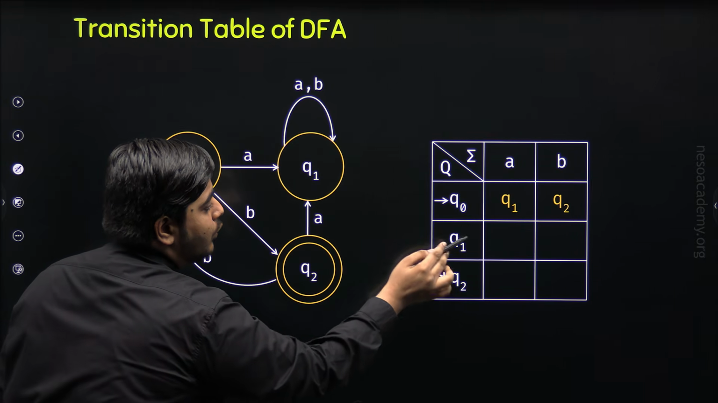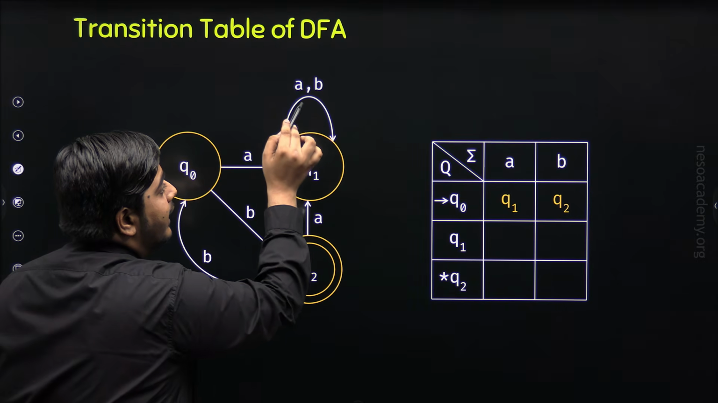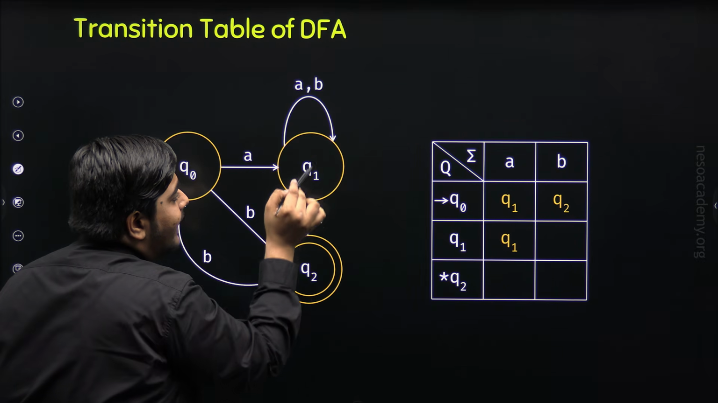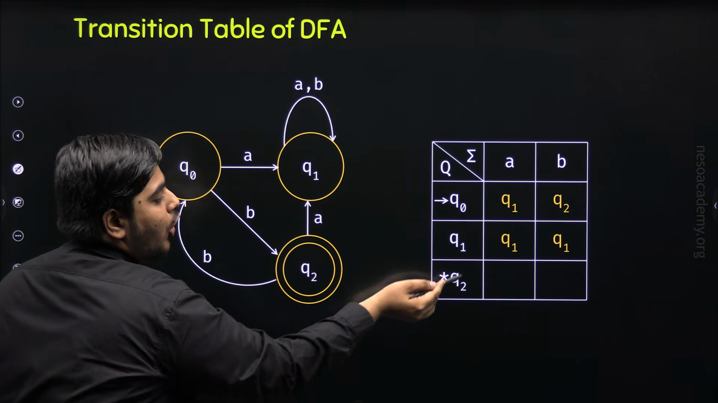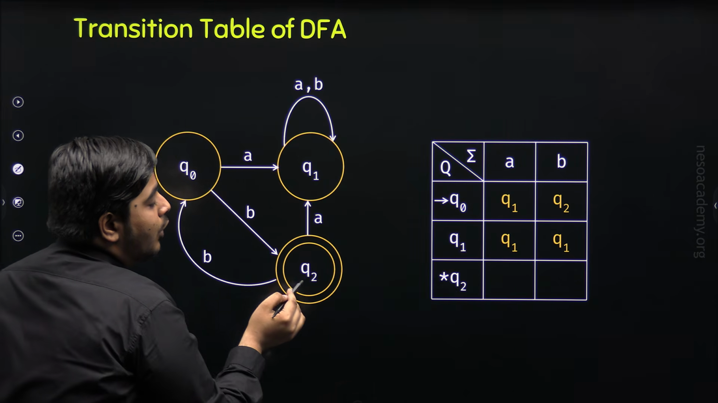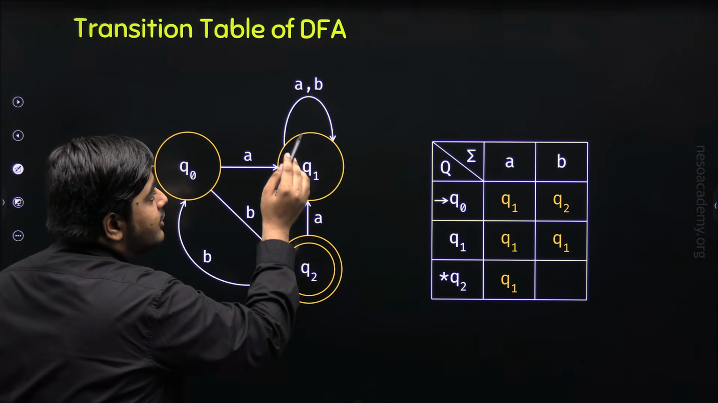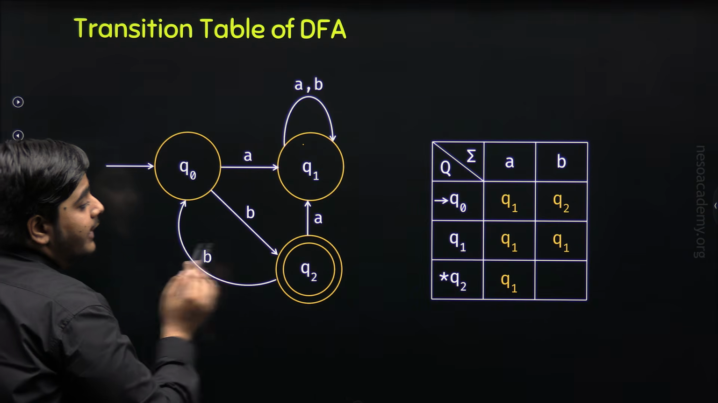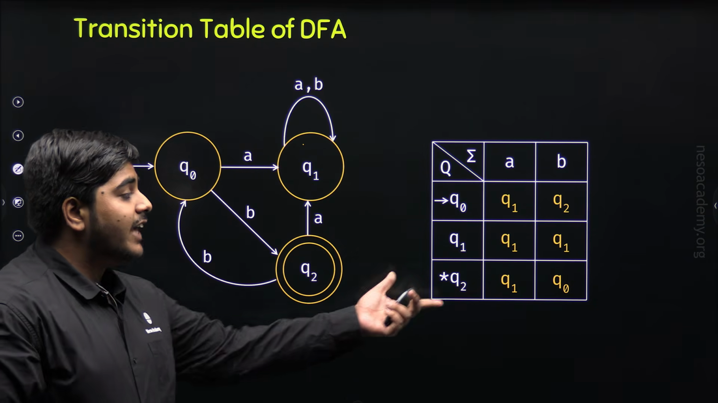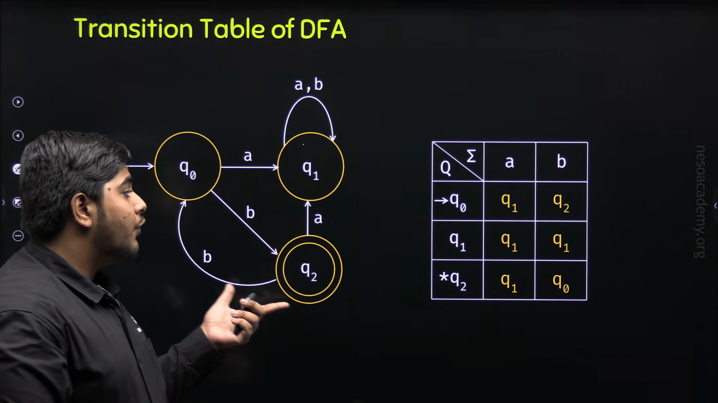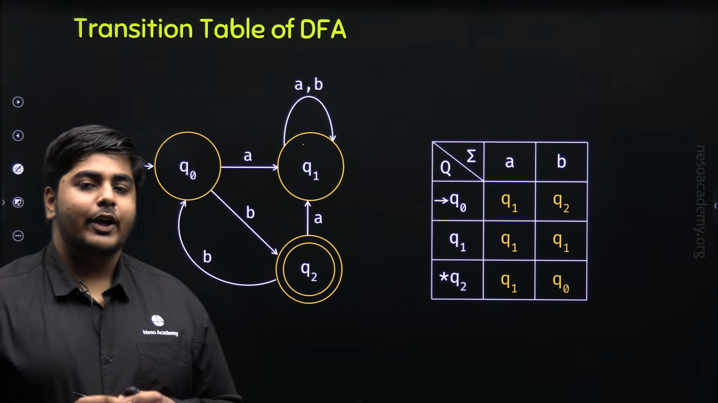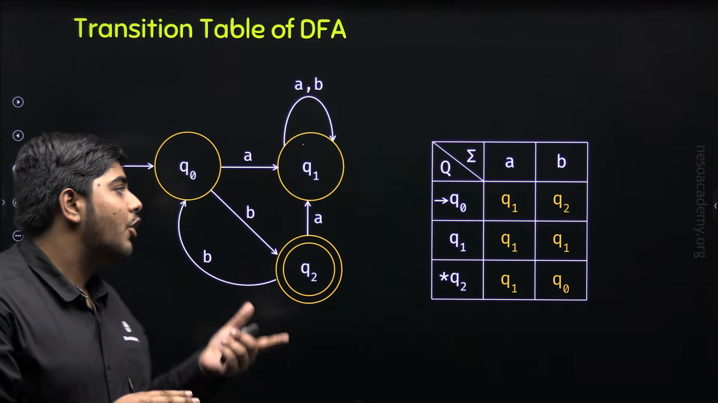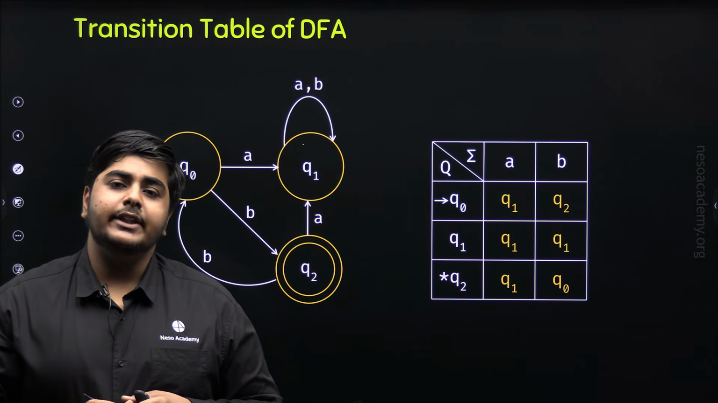Similarly, if the current state is Q1, on getting the input symbol A, the next state is Q1. And on getting the input symbol B, again the next state is Q1. If we talk about our last state, which is Q2, on getting the input symbol A, we reach the state Q1, and on getting the input symbol B, we reach the state Q0. In this way, we have constructed our transition table for the given transition diagram. So I hope you have understood the transition diagram, the transition table, and the conversion of a transition diagram into a transition table.